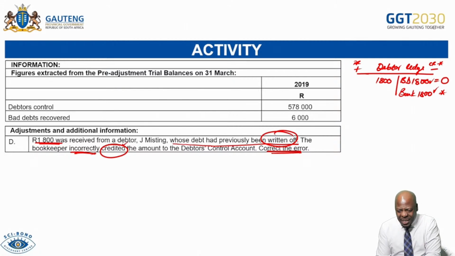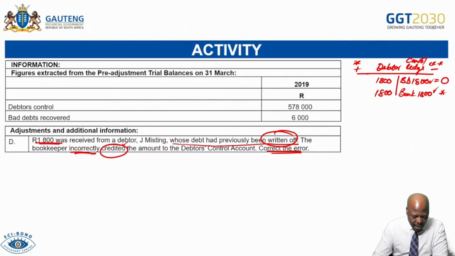Now, let's correct this error. How do you correct it? If we're to remove an amount on the credit side, we remove that amount by putting it on the debit side. So we're coming again to our debtor's control. Here, you can still say control here. We're coming again to the debtor's control, and we're going to say 1,800.